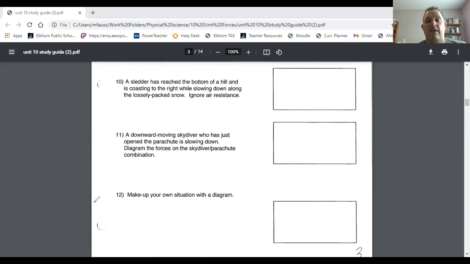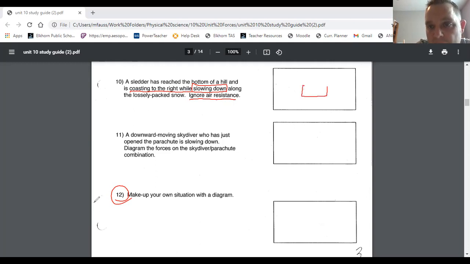All right, welcome back. Let's finish these up. Obviously, you can look down here, number 12. You can make up your own diagram on there. But a sledder has reached the bottom of the hill and is coasting to the right while slowing down along a loosely packed snow, again, ignoring air resistance. A couple key things here. We're going down a hill, great. We're coasting to the right while slowing down. That means we are accelerating in the opposite direction.